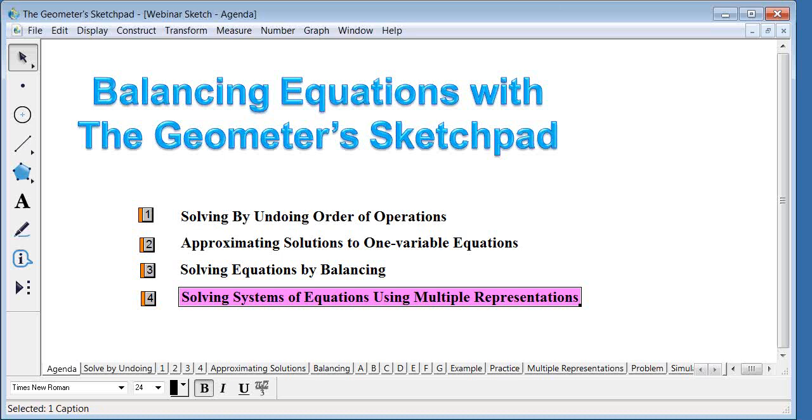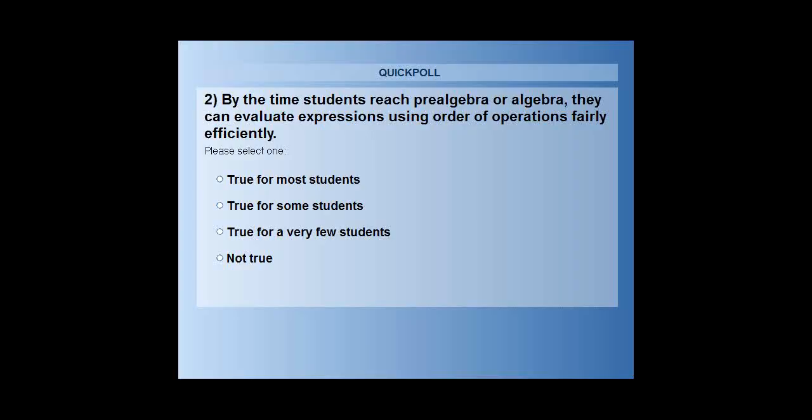So before we actually get into the activity, I wanted to send one more quick poll out to everyone, because undoing involves students knowing how to use order of operations. So the question I've just sent out, and again, let me read it for my Mac users. It says, by the time students reach pre-algebra or algebra, they can evaluate expressions using order of operations fairly efficiently. So you're to respond either true for most, true for some, true for a few, or not true. So I'll just give you a couple minutes to respond.